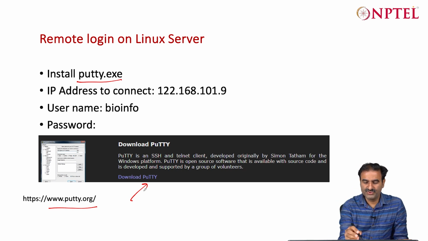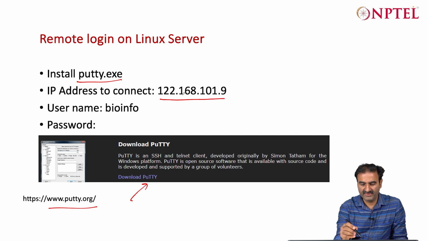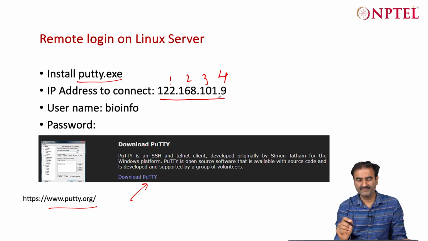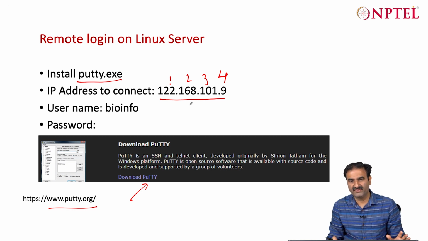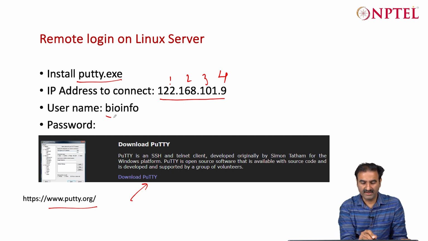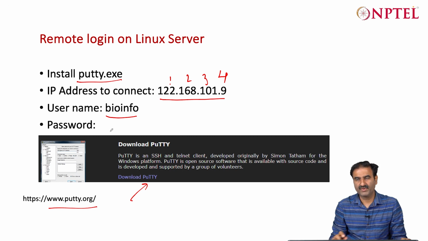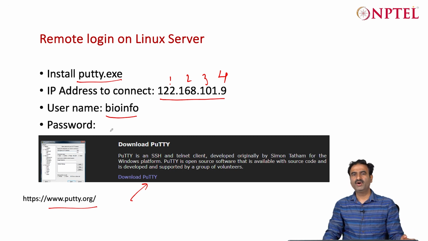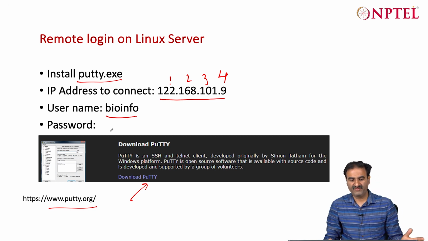Then you should have the IP address, which is of 4 digits, in 1, 2, 3 and 4 positions. You have to enter some numbers, right, which is the IP address of the system. And you can connect to this by adding your username and password. So the connection can be by SSH or by telnet, or by FTP.